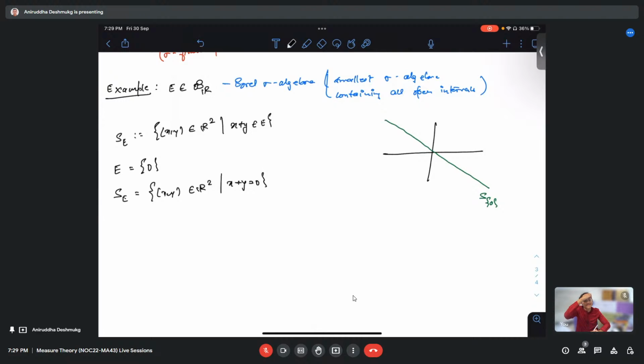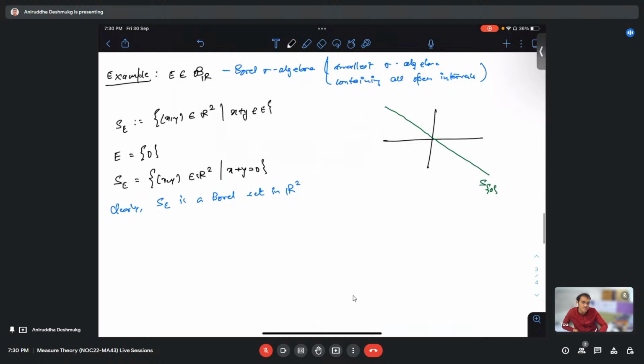Clearly, it is measurable in R2 because it is a closed set. It is a Borel set in R2. So one of the observations, let us make it here. Clearly, S_E is a Borel set. What are Borel sets in R2? They are all again generated by the open sets of R2. So since it is a line, it is a closed set. Closed sets are Borel sets, so no issues.